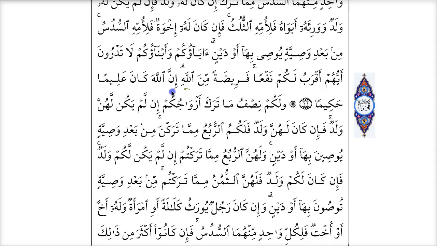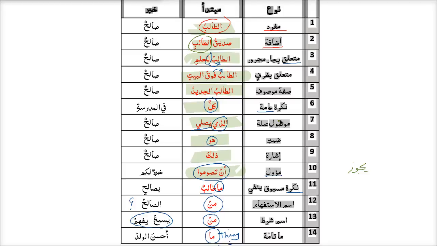Okay, taraka azwajukum. What's azwajukum? Taraka azwajukum. Yeah, very good. Mudaf ilay. Shabash, excellent. Okay, alhamdulillah. You guys got the idea of that. So keep this table with you, print it off, always go back to it because it's very, very useful. This table is extremely useful.